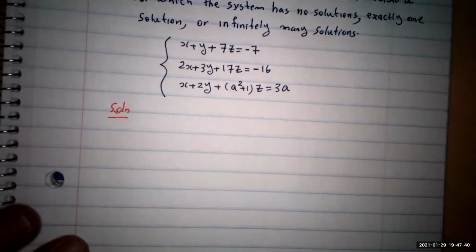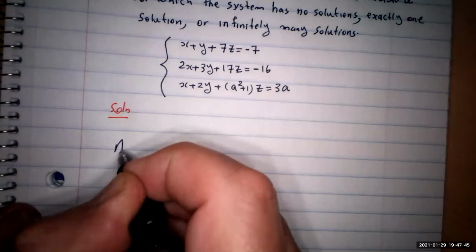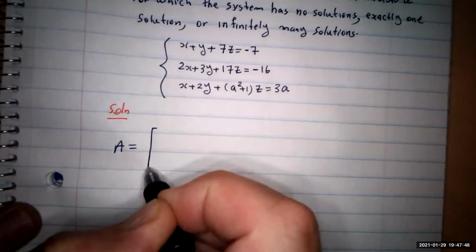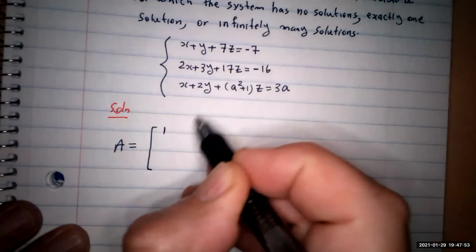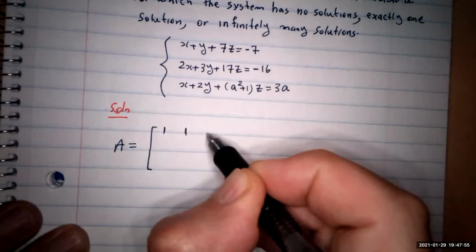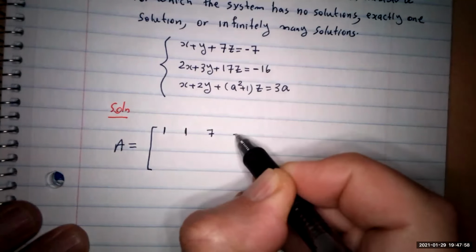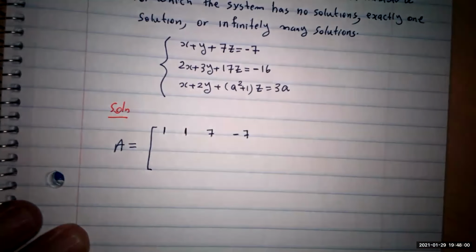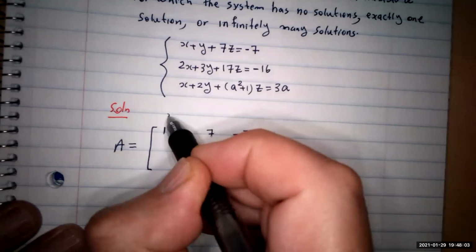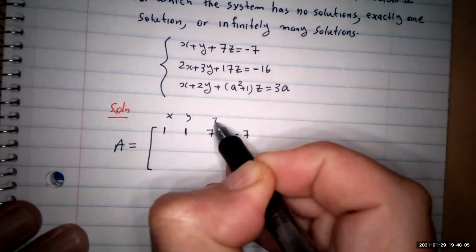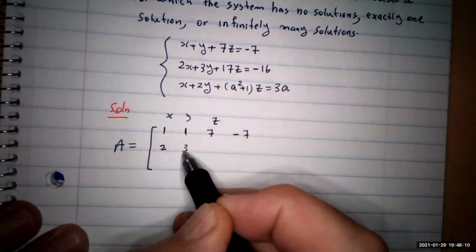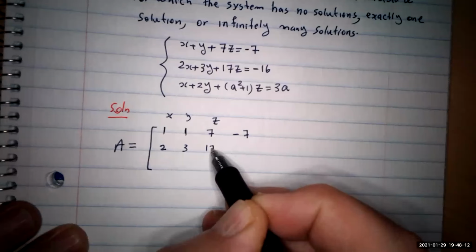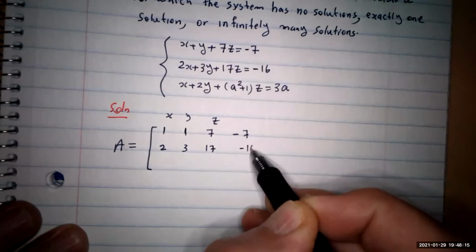Get the augmented matrix again, okay, this is it. So what's going to be the augmented matrix? This is going to be A equal to the matrix. You have x, y, z as the variables. It's going to be 1, 1, 7, and this is a negative 7. That's the first row. Just remind yourself that this is x, this is y, and this is z. In the second row, we have 2, 3, 17, and negative 16.